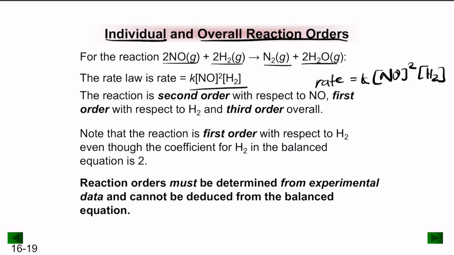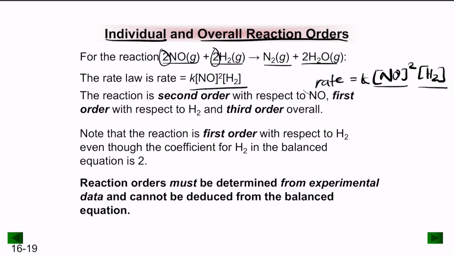Notice that the rate law does not have anything to do with these coefficients. The coefficients and the exponents do not have anything to do with each other. So this is the experimental rate law. Now notice that NO2 has a second order while hydrogen has a first order. So what would be the total overall reaction order?